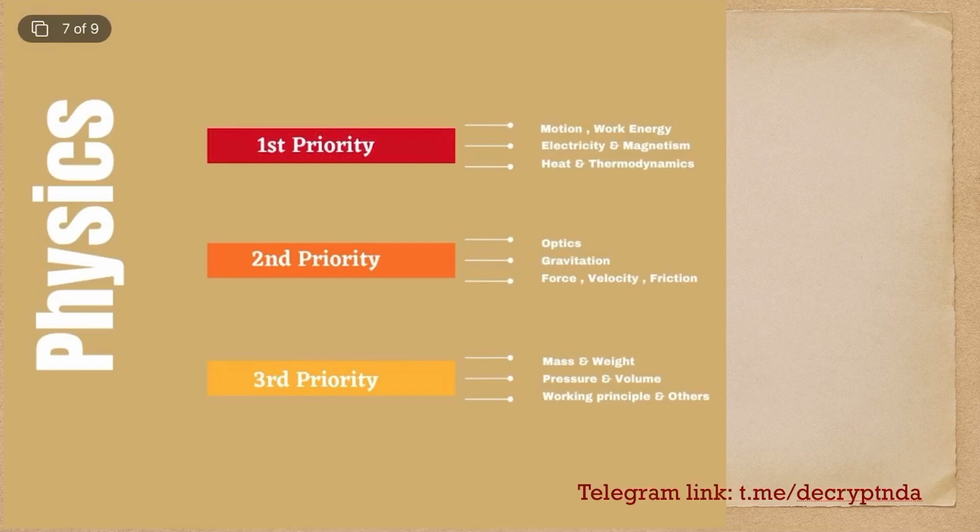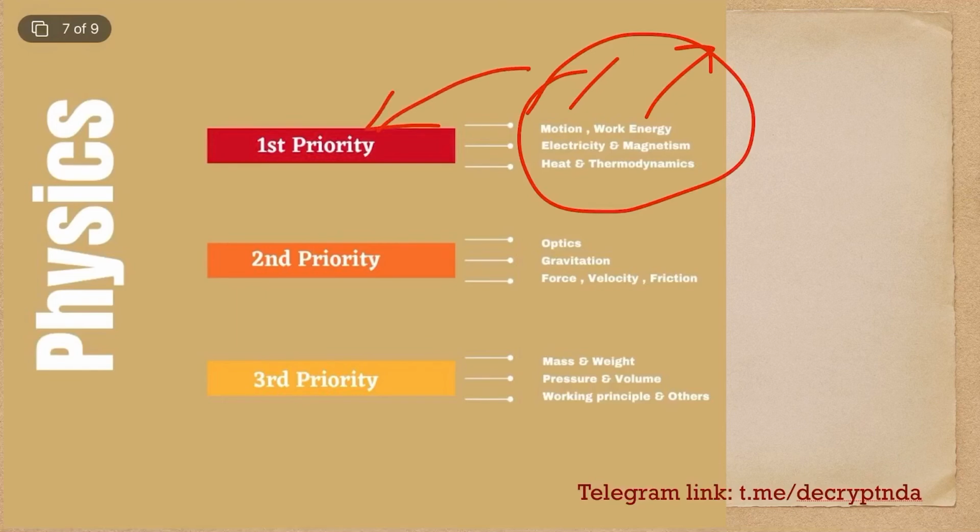Okay, so the topics under the red category are our first priority. It includes topics such as motion in 1D, 2D, 3D, etc., work energy principles, electricity and magnetism, electric circuits, magnetic properties, etc., and heat and thermodynamics. These are your red category topics, or your first priority topics, because most of the questions are coming from these topics. Okay, the majority of questions.